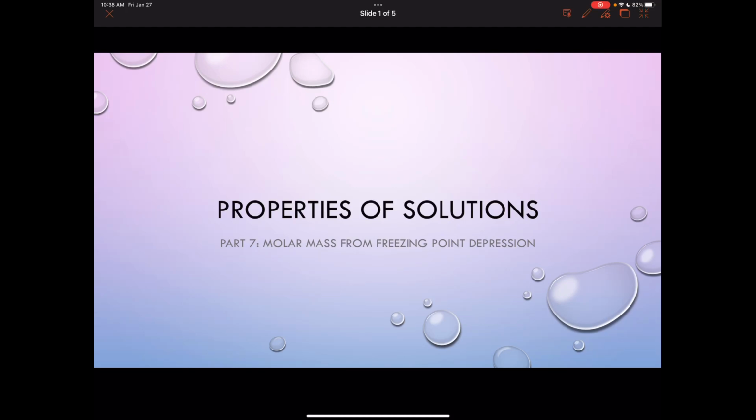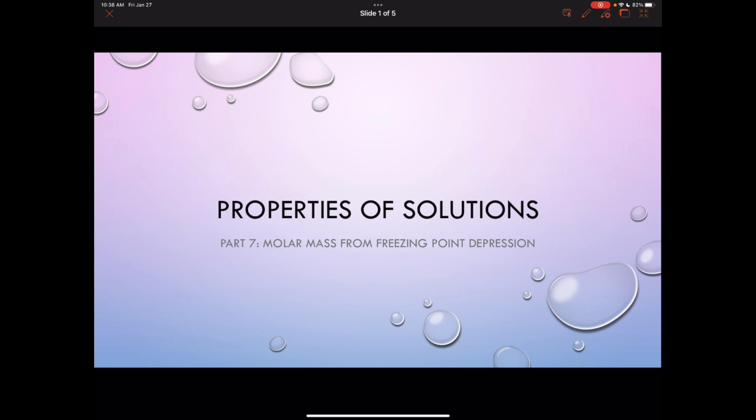We've been talking about properties of solutions, including in particular our colligative properties. So we've talked about vapor pressure lowering, boiling point elevation, and freezing point depression. And we looked at calculating things like new freezing points and new boiling points if we know a concentration of our solution.